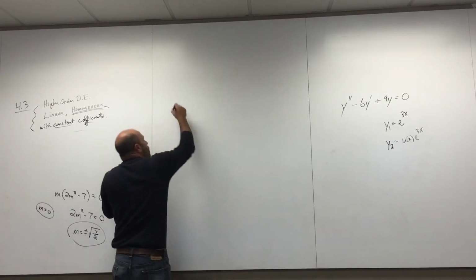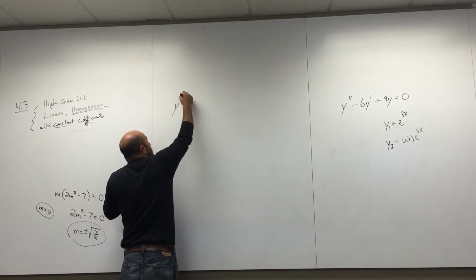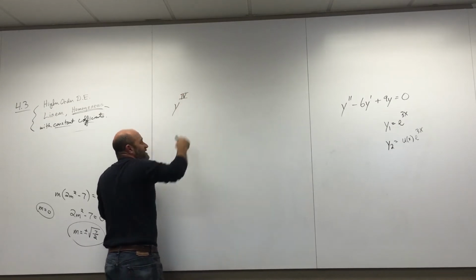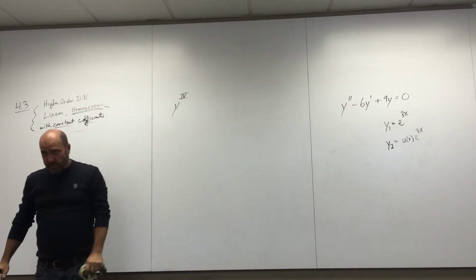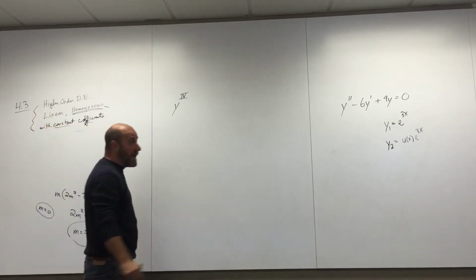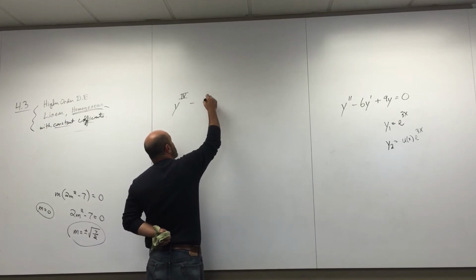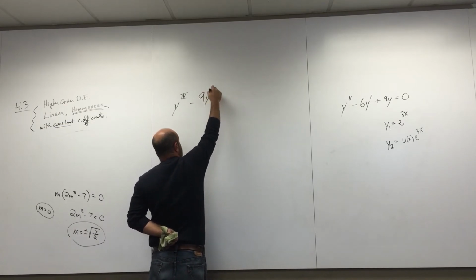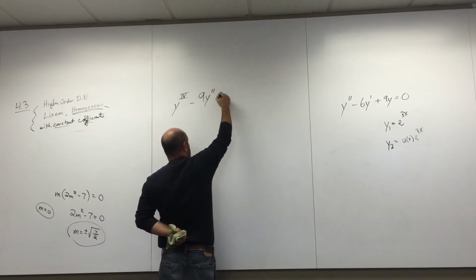Watch this one. y to the fourth, and by the way, that's not y to the fourth power. It's the fourth derivative of y, minus 9y double prime equals 0.